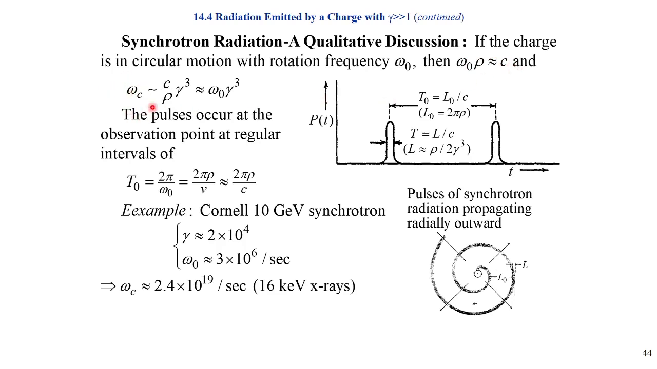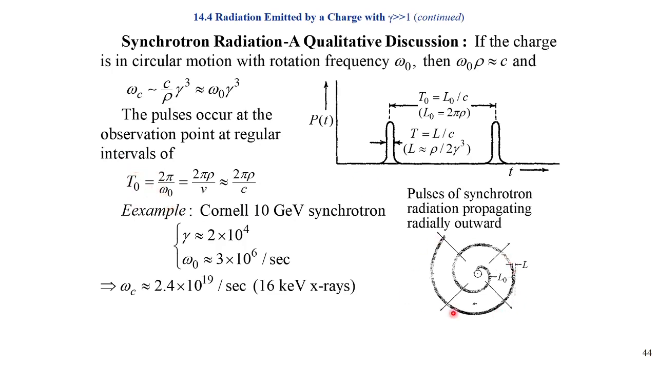Omega c, so we can determine the rho. Rho will be related to omega 0, gamma to the cube. The pulses occur at the observation point at a regular interval of 2 pi over omega 0. Okay, makes sense. So you can calculate the frequency T0.